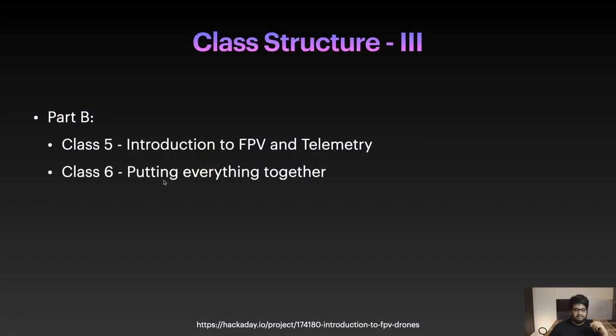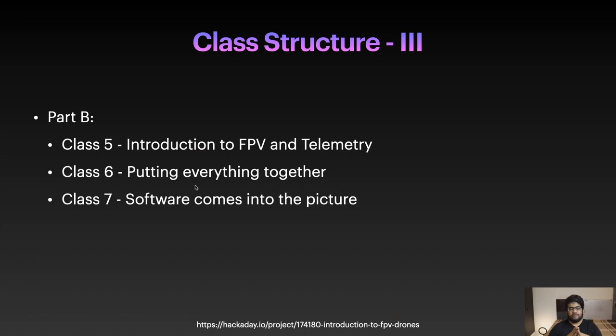And then in the seventh class, we will be talking about software coming into the picture, because the drone is not only about the hardware. There is also a software component involved, a lot of programming, a lot of control system, and digital signal processing that needs to be coded, which goes inside this and makes it stable and flyable in the air. So we're going to be talking about that in class 7.